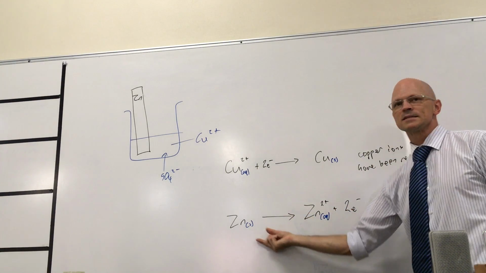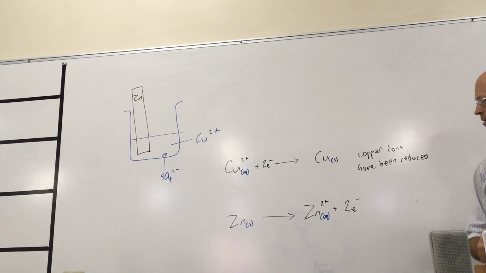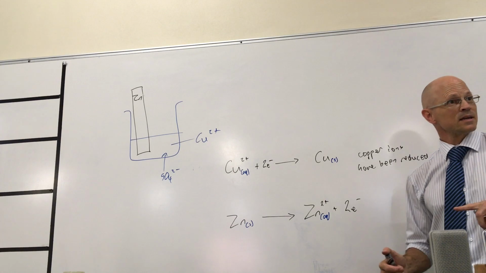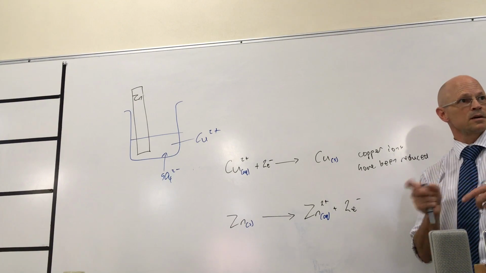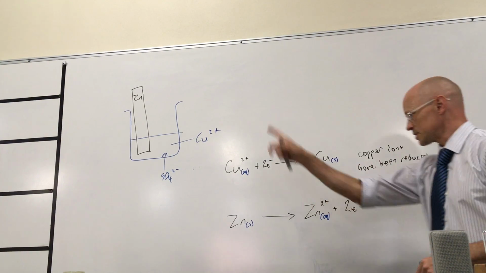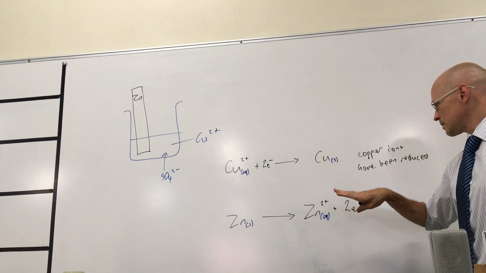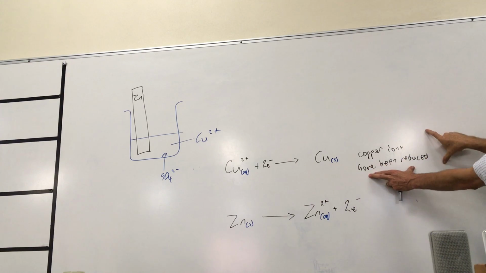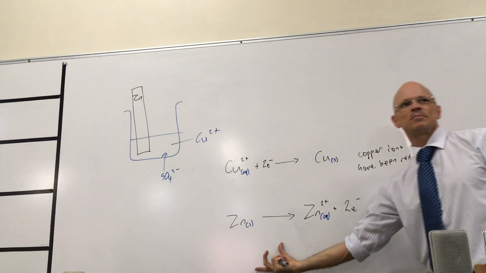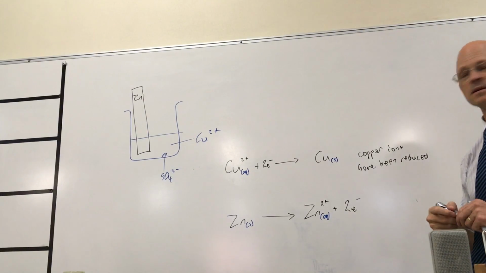So what has been oxidised? Do electrons have states? No. We'll come to that in a second. It's like a direct transfer, but I'll draw that in a diagram. I've written a sentence here: copper ions have been reduced. What's happened here? Another sentence.